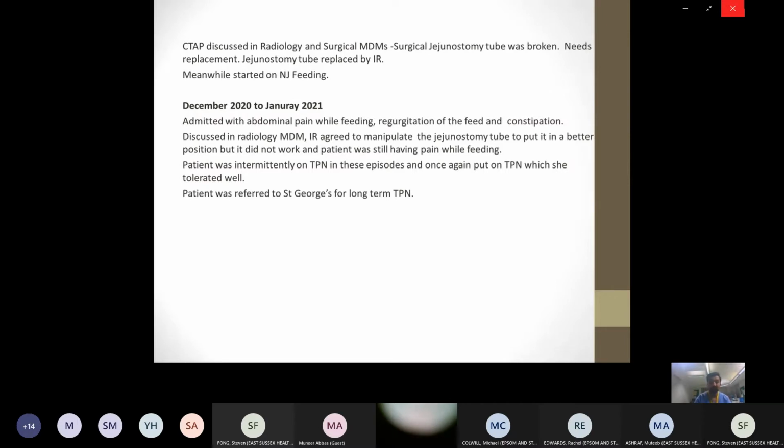So ultimately the patient was referred to St George's for long-term TPN.